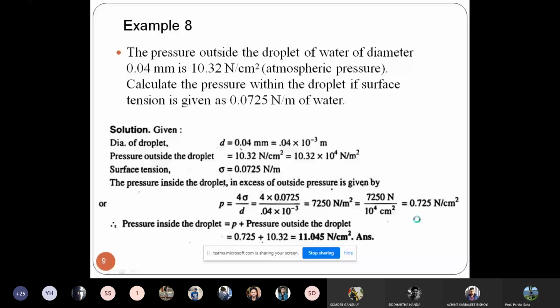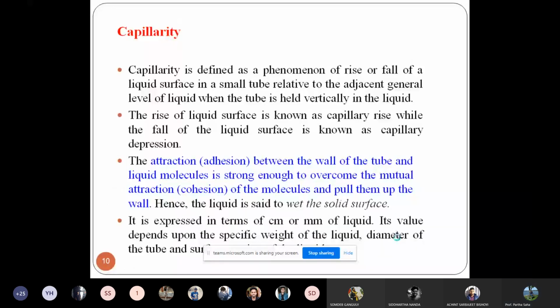So let's move to the next subject, which is capillary effect or capillarity. I think you all know what the capillary effect is. If you have a bucket of water and you put a cylindrical tube inside it, the liquid is going to rise inside the tube due to the surface tension effect, right?